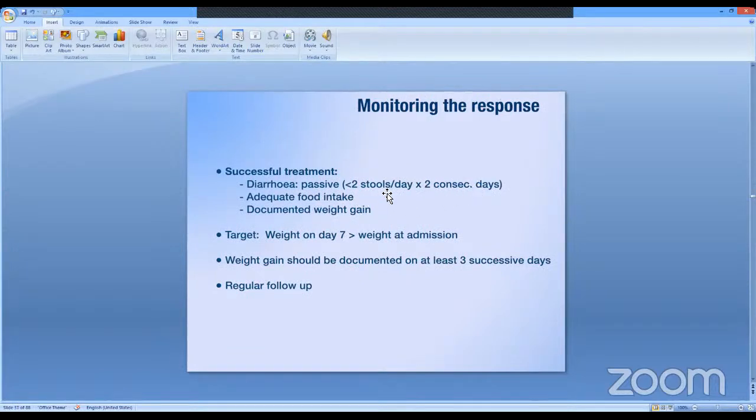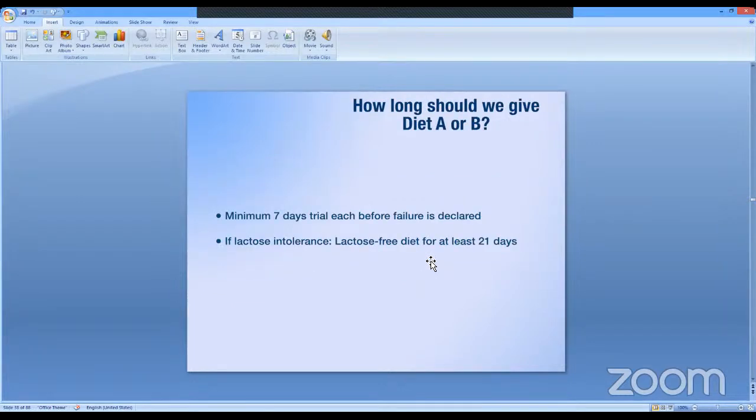So monitoring their response, how can we assess the patient is responding? Diarrhea will be less than 2 stools per day for 2 consecutive days. Adequate food intake, documented weight gain, and the target is that weight on day 7 will be more than the weight during admission. And weight gain should be documented on at least 3 successive days and follow-up to be done.